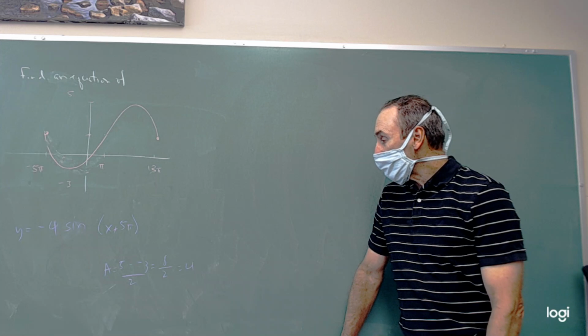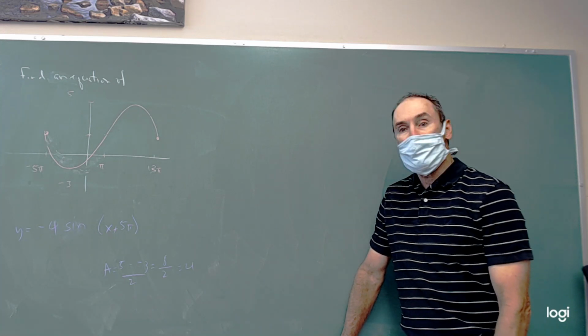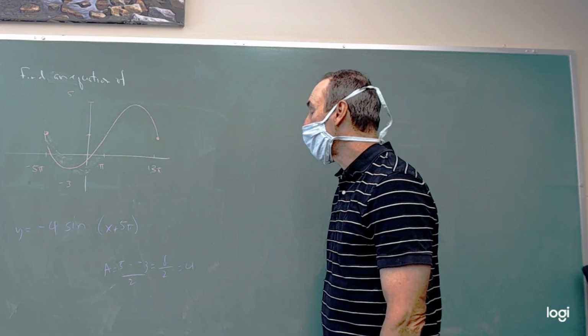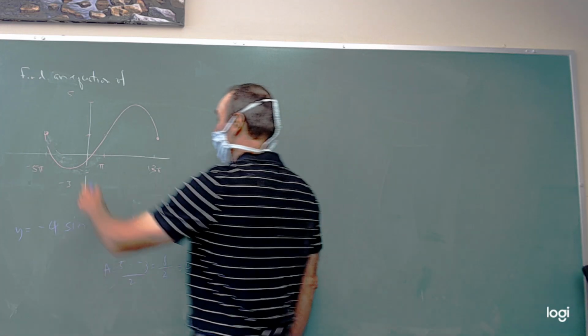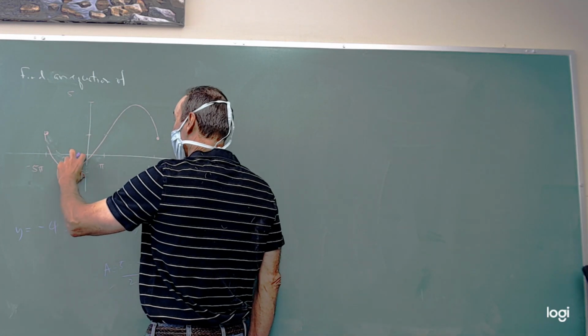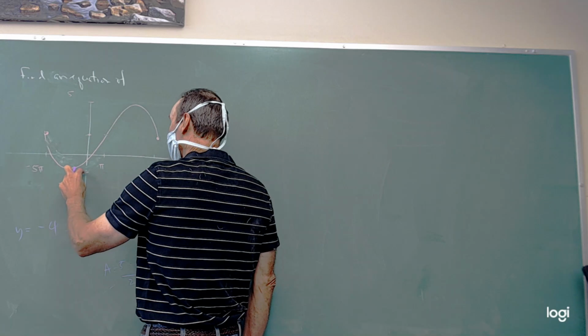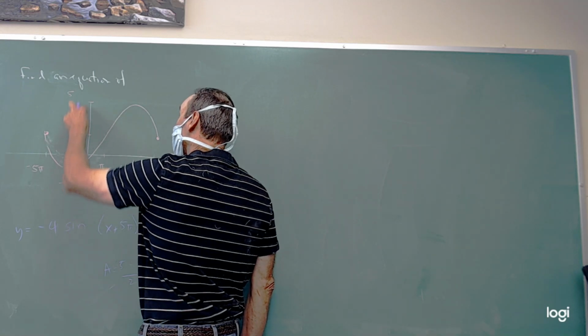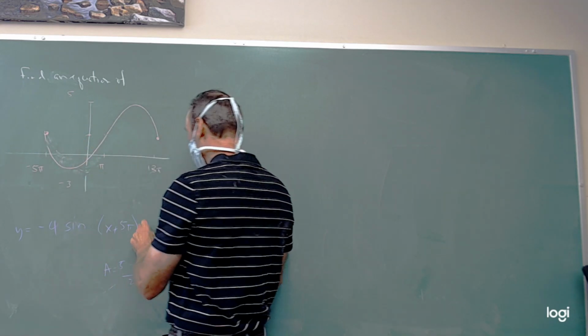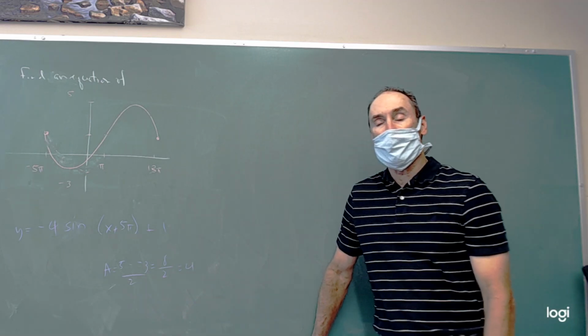Okay, how about the translation vertically? What's the midline of this thing going to be? 1. It's going to be 1, right? So 8 is from top to bottom, half of that is 4. So either counting up 4 from the negative 3 or down 4 from the 5 is going to make that be a 1. So you have a plus 1.